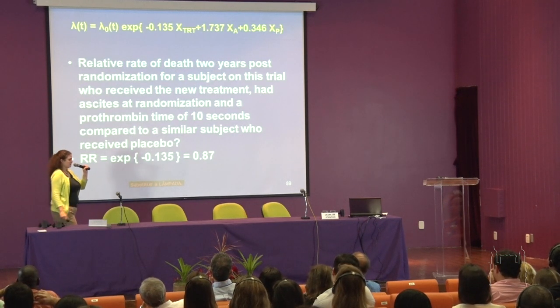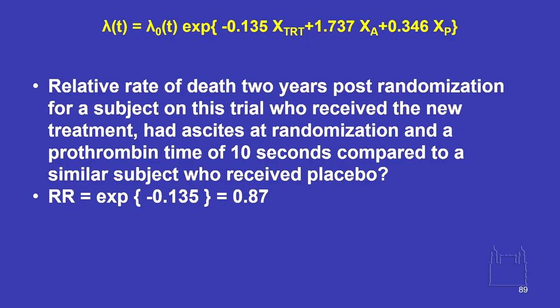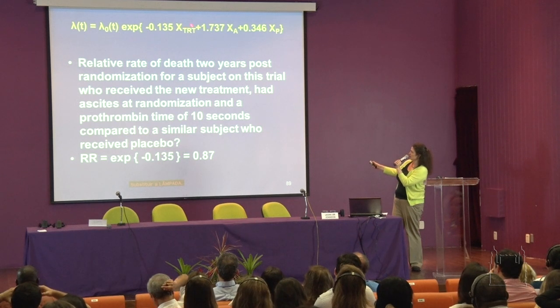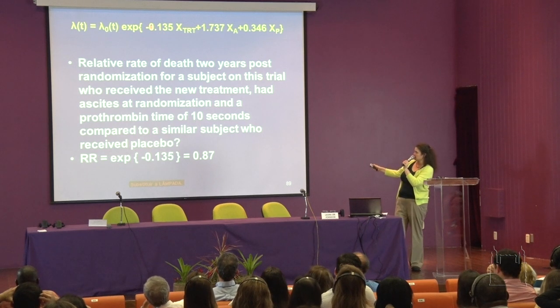So, what is the relative rate of death 2 years post-randomization for a subject on the trial who received the new treatment? So that will be my treatment equal 1. Had ascites at randomization, X of A equal to 1, and a prothrombin time of 10 seconds, X of P equals 0, compared to a similar subject who only received placebo. Whenever you see this type of thing, similar subject means the only thing different is what they just listed. So I'm basically only looking at this variable. The ascites and the prothrombin time are the same.